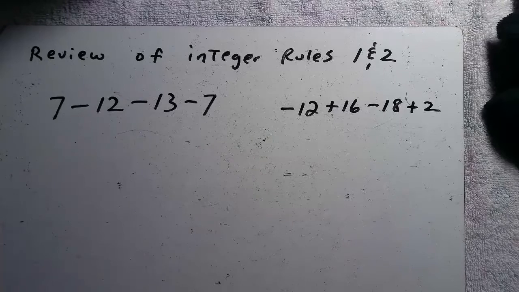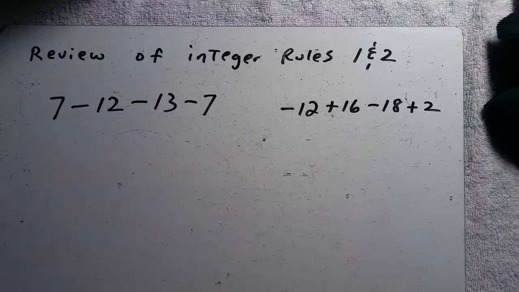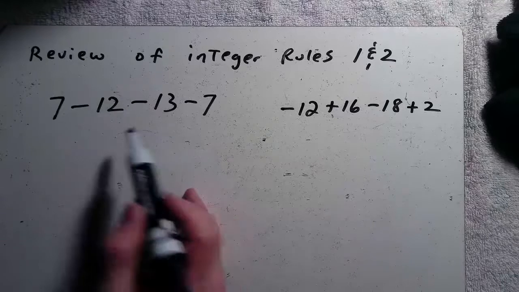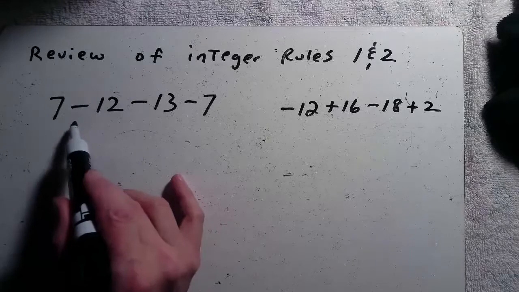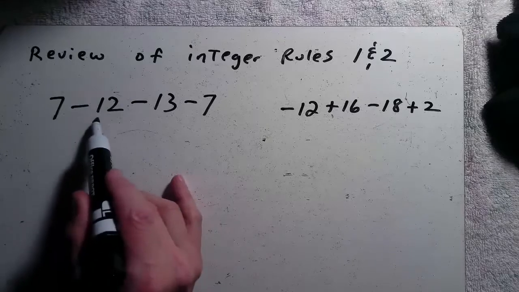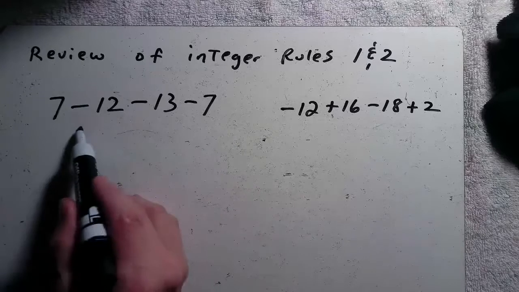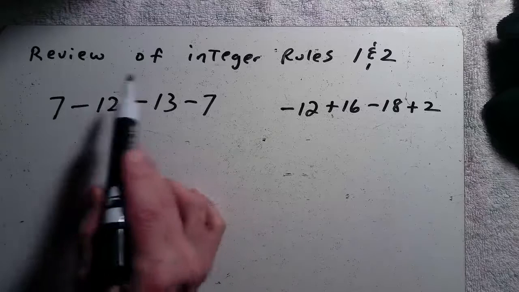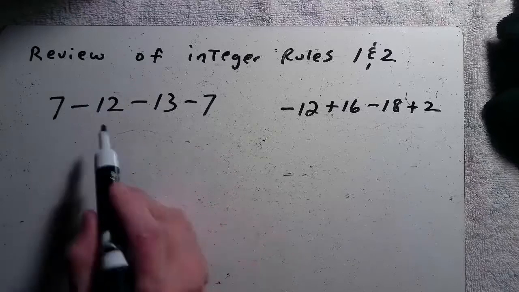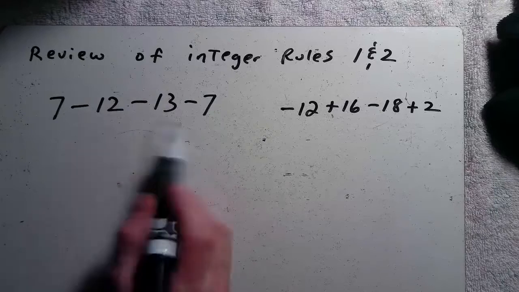All right, hopefully everybody got a chance to work on these examples. Let's go on and work on these problems here, whatever method you preferred. I'm going to work it as same sign combined here. So I see I have a negative 12, negative 13, and negative 7, or minus 12, minus 13, minus 7. So what I'm going to do is add up these losses here. So we're going to add up 12, 13, and 7. It doesn't matter the order here.